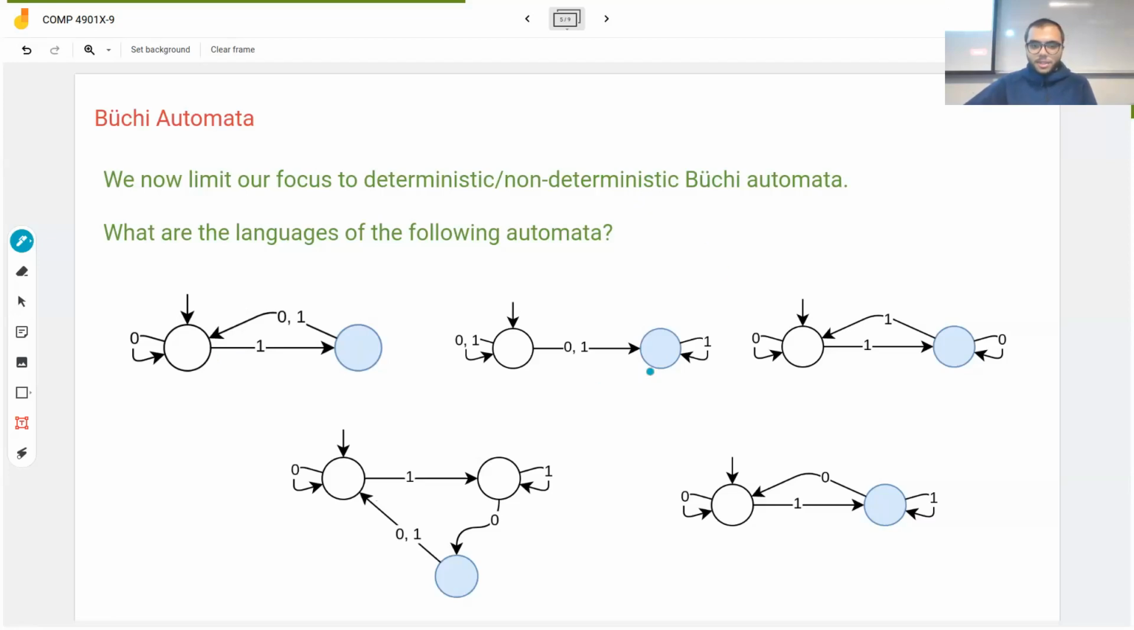Nice. How about this one? Second one. Oh, if we reach a target and then we receive zero, we will remain in the target, right?